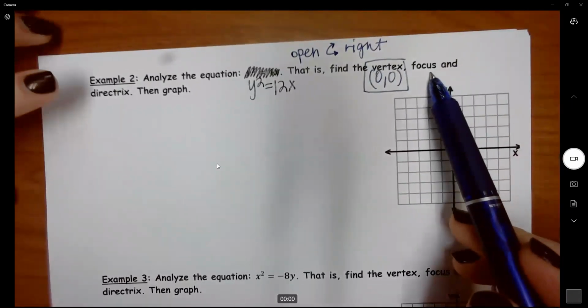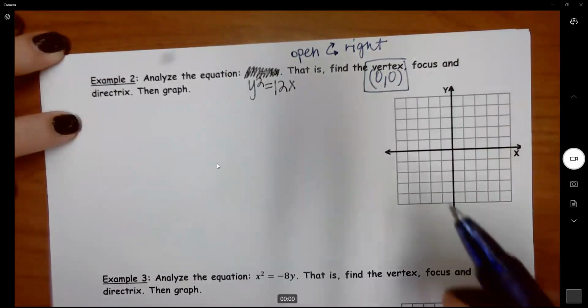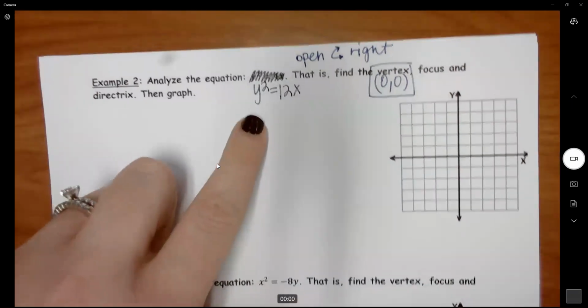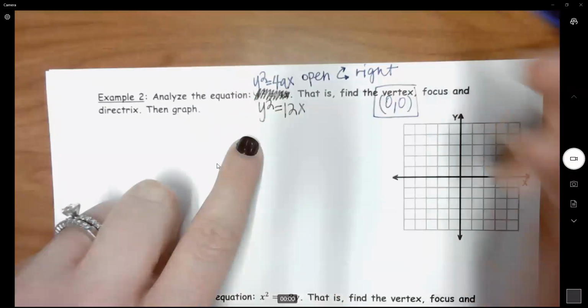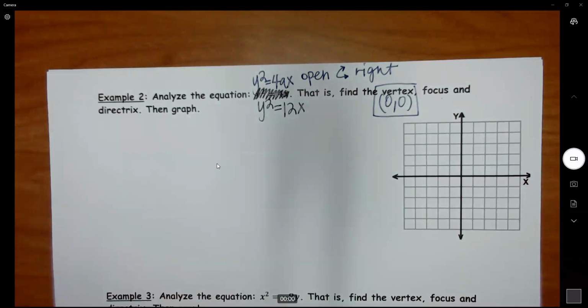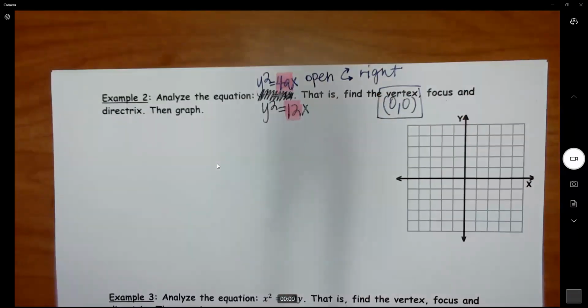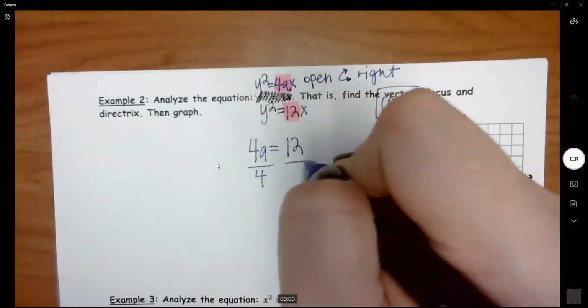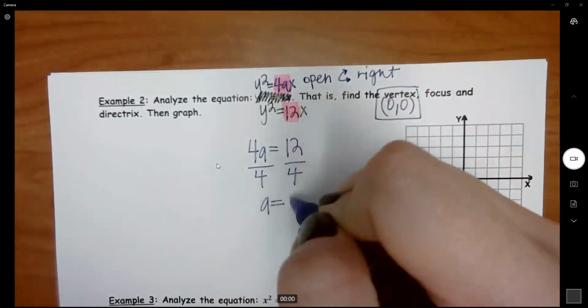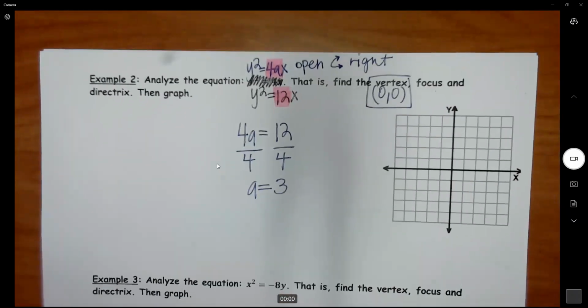So I need the focus and I need my directrix. If this equation is usually y squared equals 4ax, this tells me that 4a and 12 are equivalent to each other. So I will set 4a equal to 12, divide by 4, and this tells me that my a is 3.